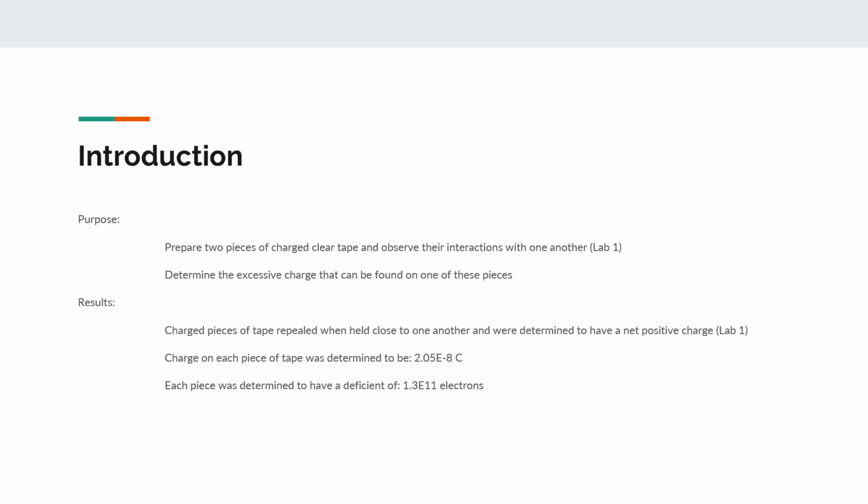The purpose of this experiment was to determine the excess charge that could be found on one of the pieces of tape used in this experimentation process. The results include that the charge on each piece of tape was determined to be 2.05 times 10 to the negative 8 coulomb, and each piece was determined to have a coefficient of 1.3 times 10 to the 11th electrons.